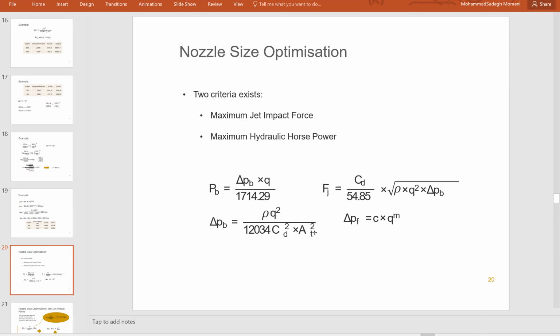And now, nozzle size optimization, and how we can actually optimize the nozzle size. There are 2 different methods that we can use to optimize the nozzle size. One of them is the maximum jet impact force, and the other one is the maximum hydraulic horsepower. These 2 methods are very similar, and in the final answer, if one of them is at the maximum, the other one would be at 90% of the maximum. So it doesn't really matter which method we are using.